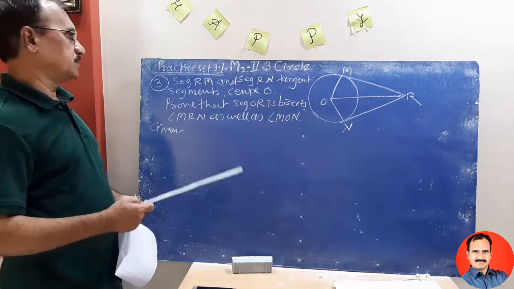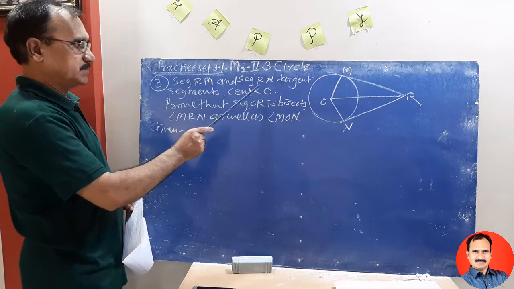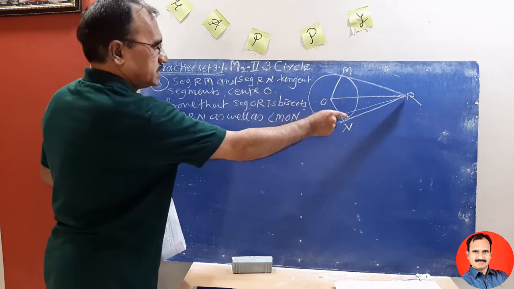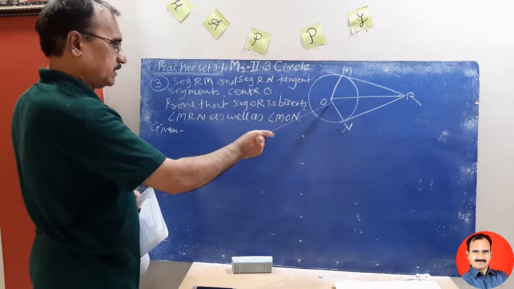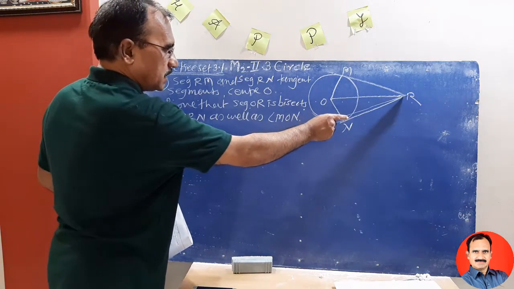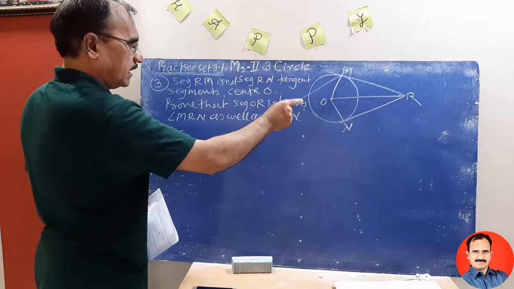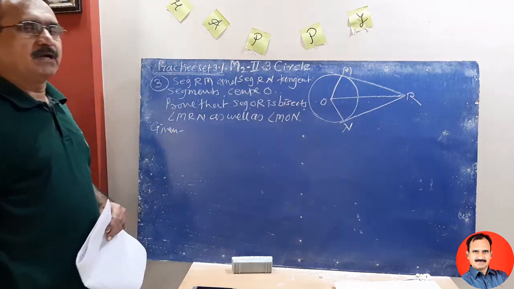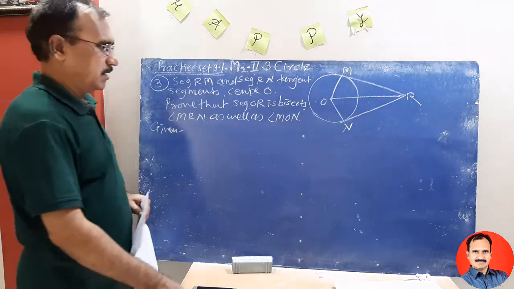This is the third example. This figure is already given. Segment RM and segment RN are tangent segments drawn from an external point of the circle. Then O is the center of the circle. And what we have to prove here? Segment OR bisects the angle MON and angle MRN.